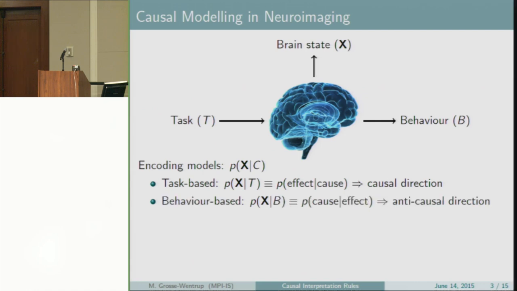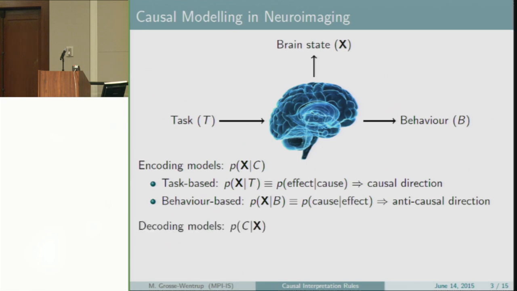If, however, we go to the behavior-based setting, this is different because now we're modeling the brain state as a function of the behavior, and brain states cause the behavior. So here we're now modeling causes as a function of the effects. So this model here, the encoding model in a behavior-based setting, works in an anti-causal direction.